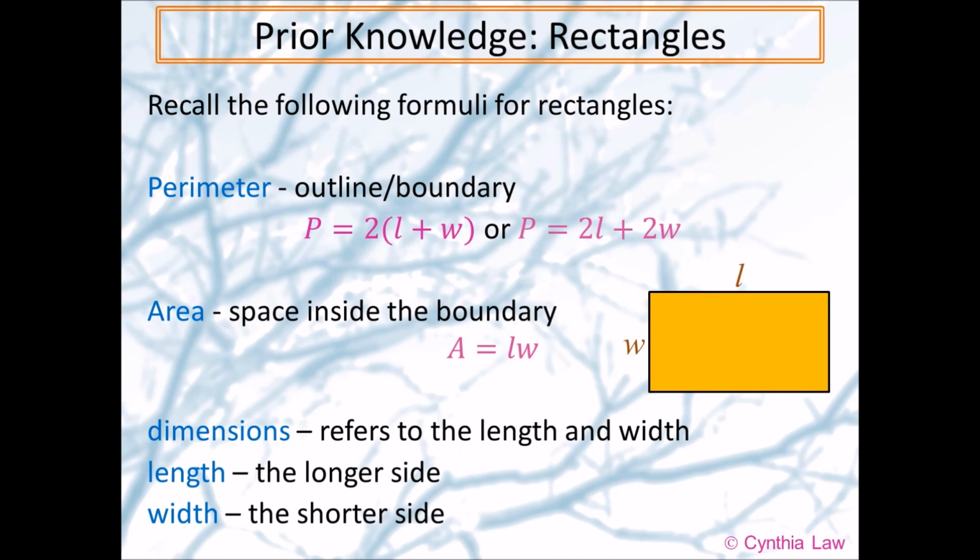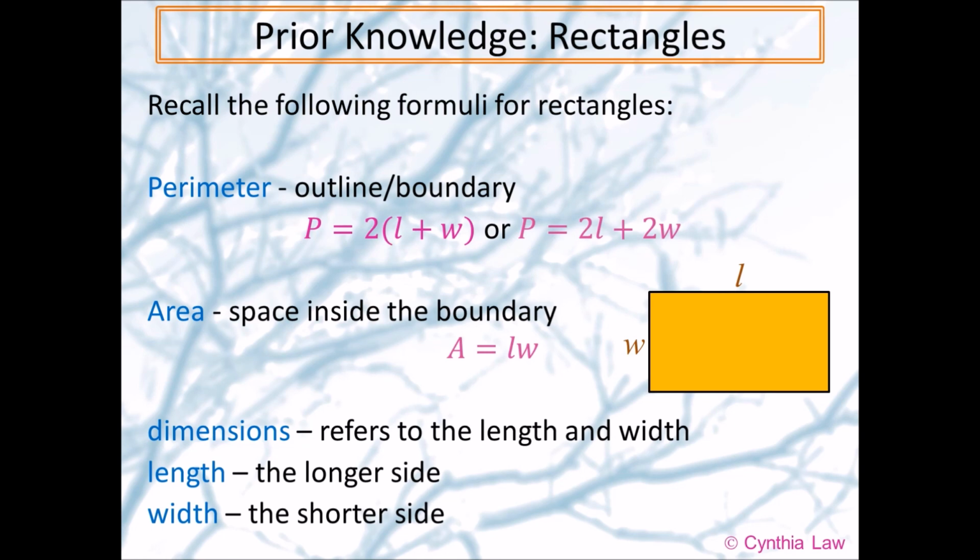Now, if we ever need to find area, which is not this case, then we use a different formula. Area refers to the space inside the boundary. So think about the space you have inside that garden to plant flowers. We're not talking about the fence anymore. So area equals length times width.